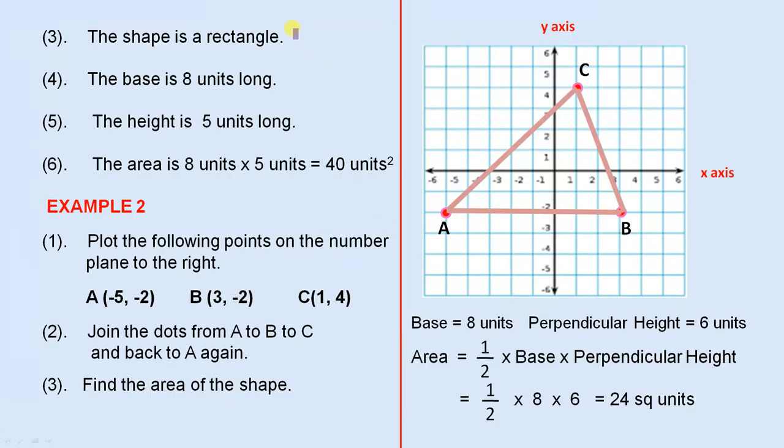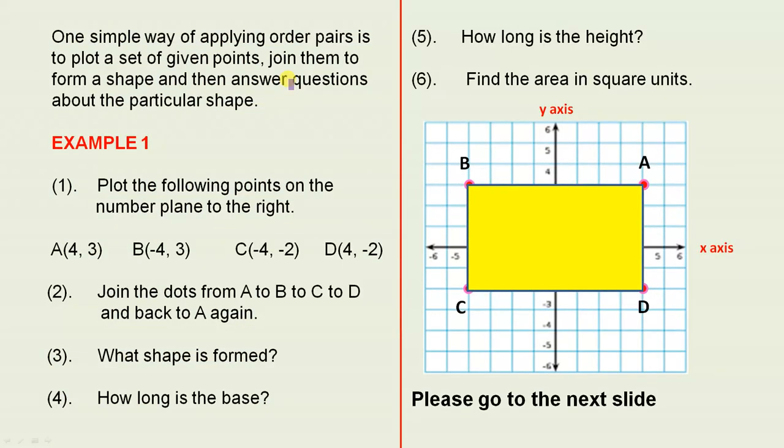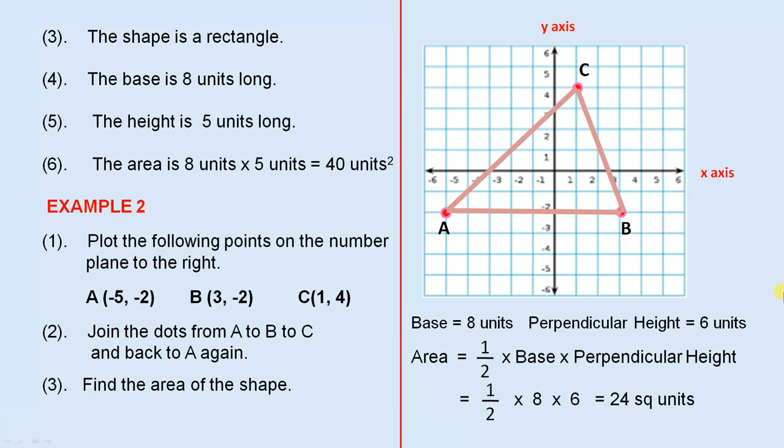So when we had the question about the shape, we remembered it was a rectangle. And if we look closely at the diagram, the base is 8 units long. There it is there, see? If we start here, 1, 2, 3, 4, 5, 6, 7, 8. Okay, so that's the base, no problems. Then it had the height is 5 units long.